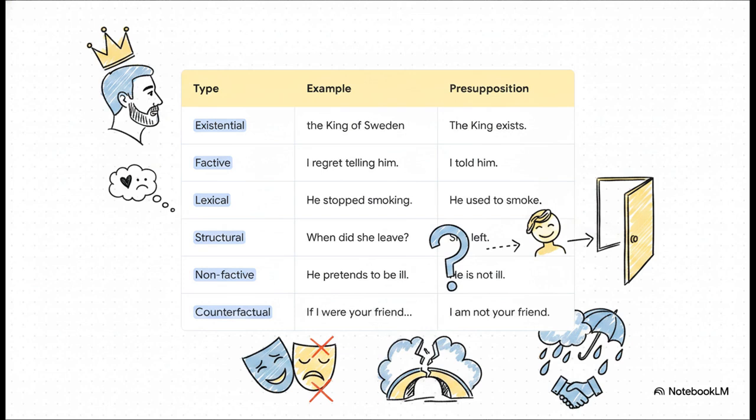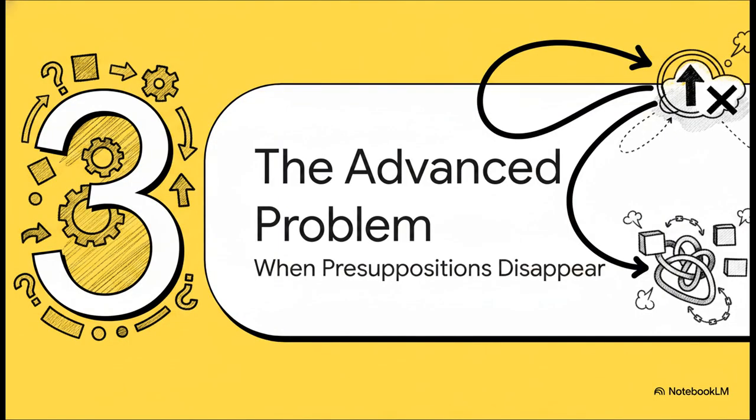Then there's factive, where verbs like regret or know presuppose that the thing you regret or know is an actual fact. Lexical triggers, like the word stopped, presuppose that a previous state existed, so if he stopped smoking, he must have smoked before. Structural triggers, like a when question, assume the event actually happened. And the last two are super interesting because they presuppose the opposite is true. Non-factive verbs like pretend mean the action isn't real, and counterfactuals, like if I were, automatically mean that you are not whatever follows.